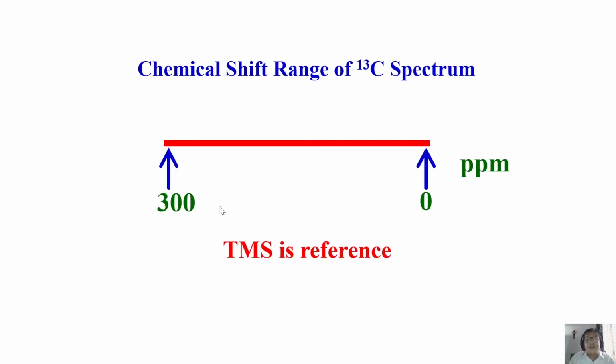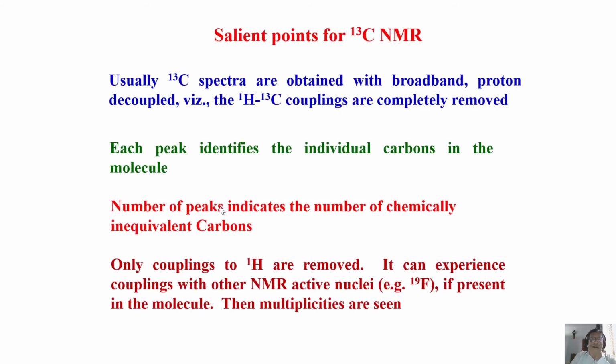Spectral becomes quite large, you know. So this is the important point you have to remember when you are looking for proton and carbon. Another point is, most of the time carbon 13 spectra are obtained with broadband proton decoupled.